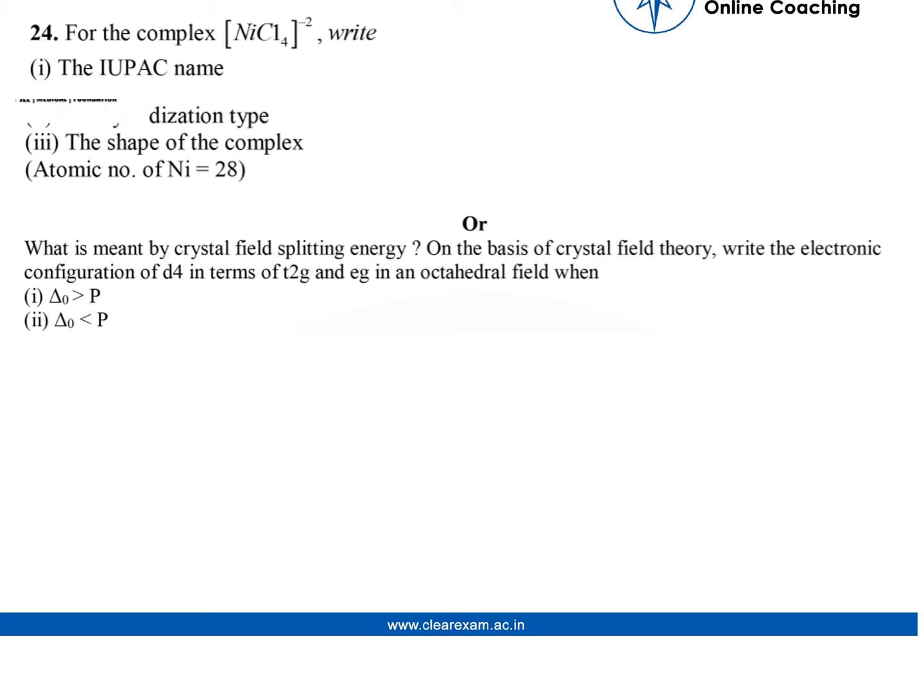On the basis of crystal field theory, write the electronic configuration of d4 in terms of t2g and eg in an octahedral field, first, when delta naught is greater than P; second, when delta naught is smaller than P.